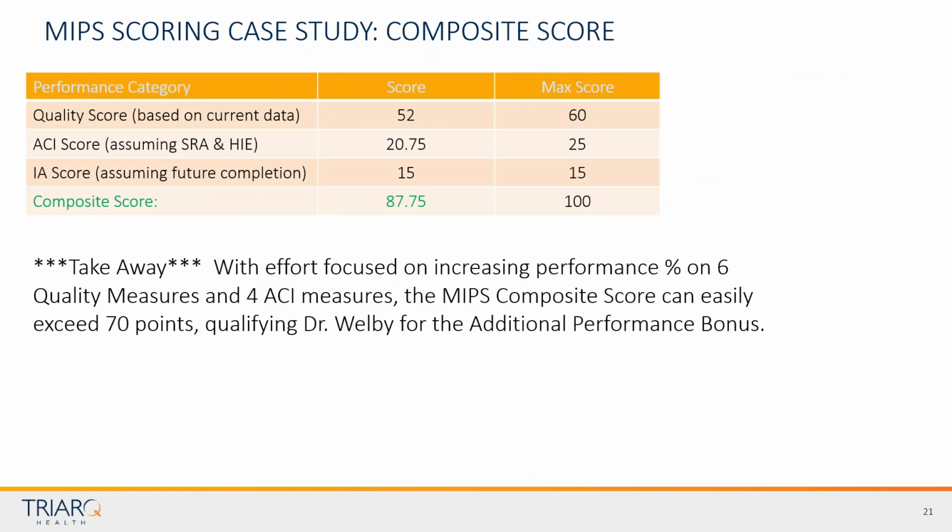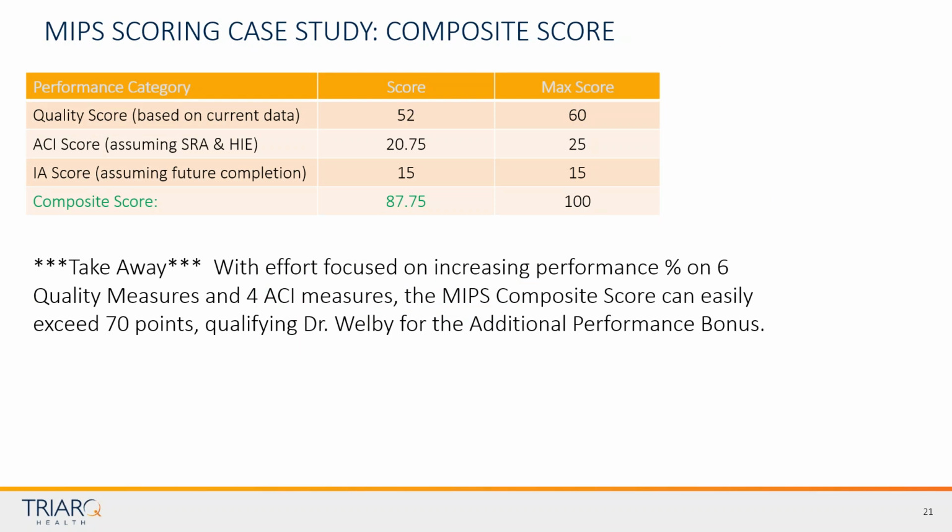Okay, so back to our MIPS case study. The doctor that we just walked through, let's look at, how would he score? So we first talked about his quality score. We said he was going to get 52 out of 60.